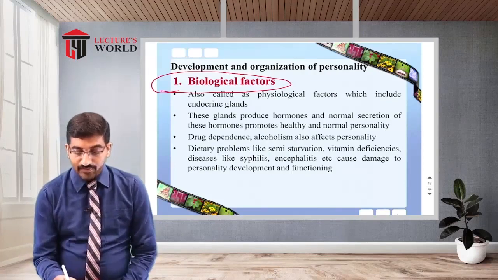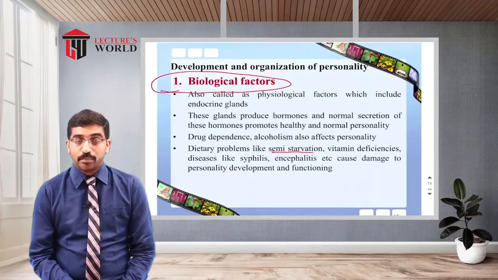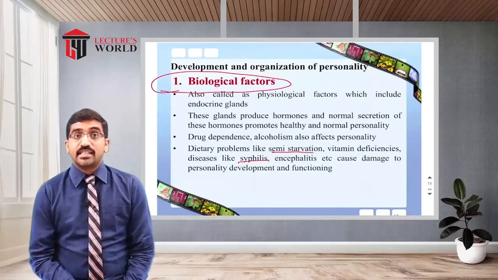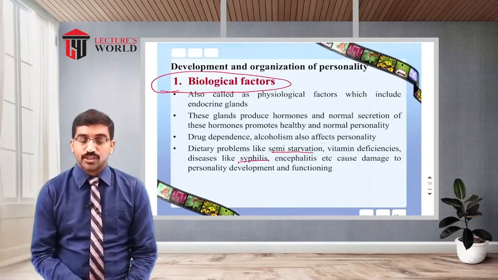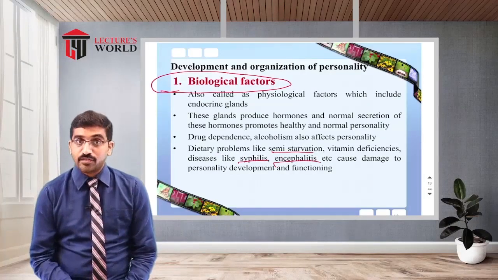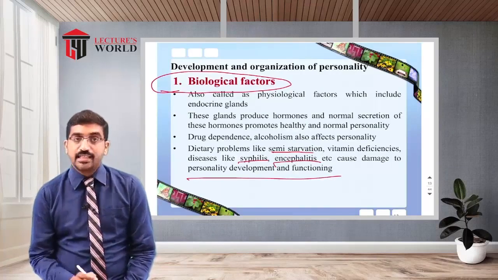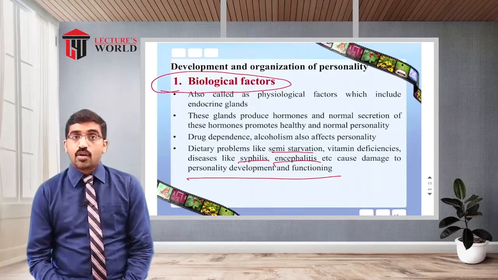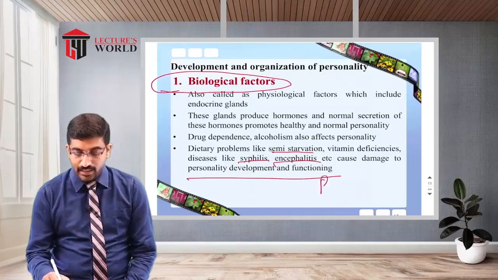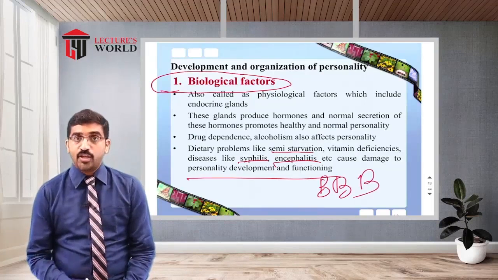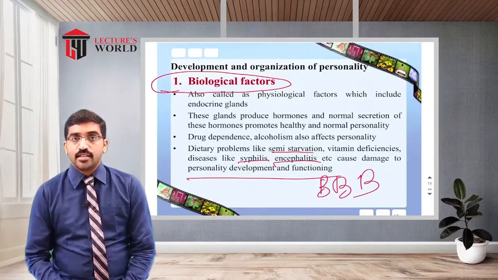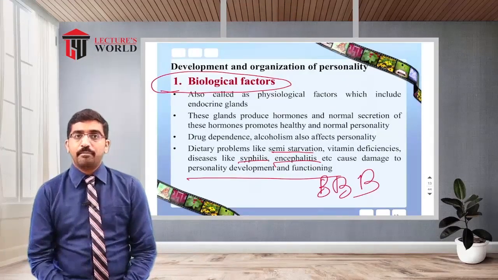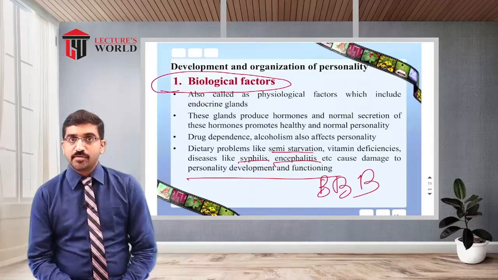Or semi-starvation, dietary problems, not eating properly, vitamin deficiencies, or syphilis. Syphilis is a sexually transmitted infection, which is acquired through sexual contact. Encephalitis, inflammation of the brain, or anything that affects personality development. Because sometimes these disorders or deficiencies can cross your blood-brain barrier, BBB. You might have learned in your anatomy of the nervous system, it will cross that barrier and reach your brain. So brain development will get hampered. Because of that, personality will get disturbed or damaged.